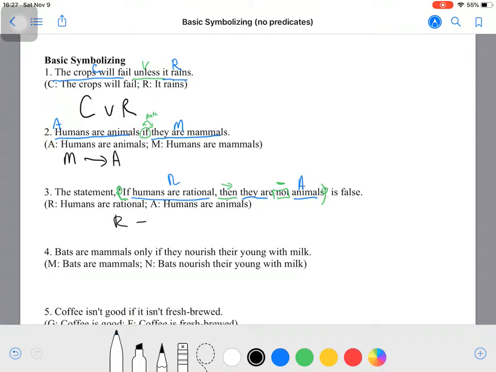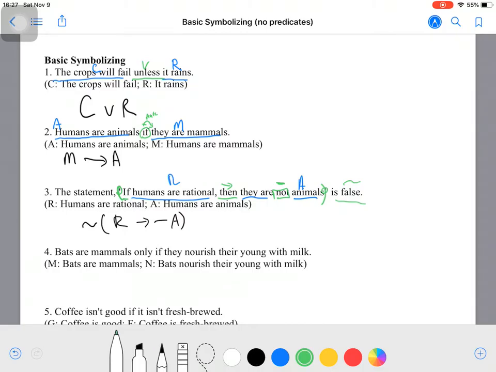If R, then not A, and put it into parentheses. And then we look outside the parentheses and we ask, what do we see there? We see that the statement, R arrow not A, is false. So then we know to add a negation in front of all of this.